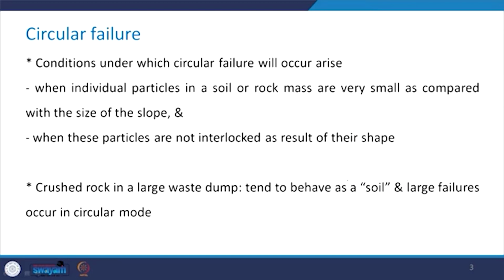Now, the conditions under which circular failure can occur: these arise when individual particles in a soil or rock mass are very small compared with the size of the slope. The second condition is that such particles are not interlocked as a result of their shape. For example, crushed rock in a large waste dump tends to behave as soil, and large failures occur in the circular mode. I mentioned earlier that in rock slopes, plane failure and wedge failure are more common.